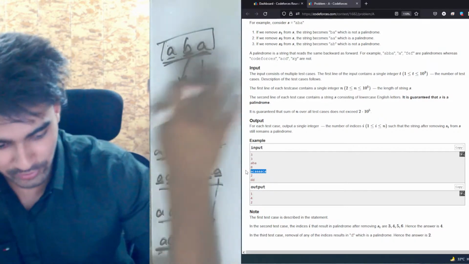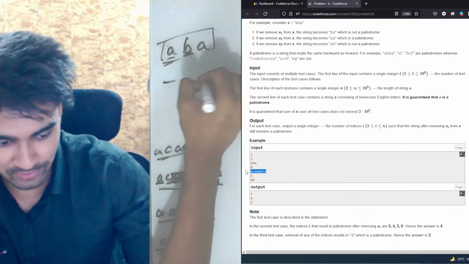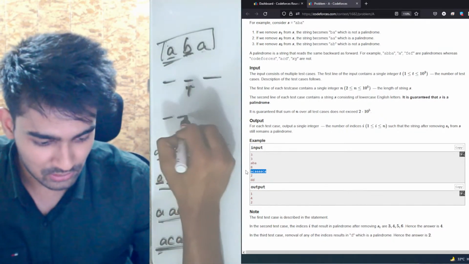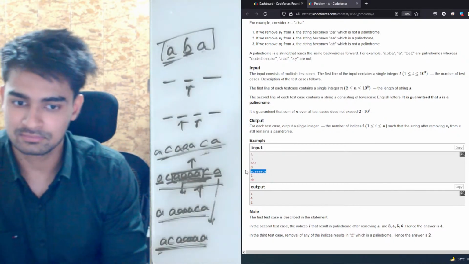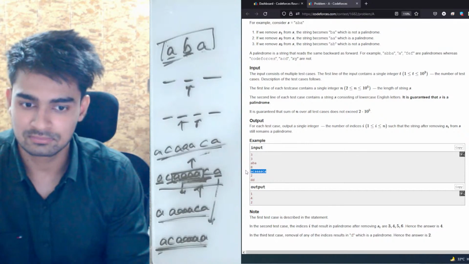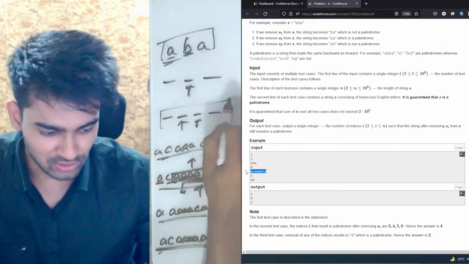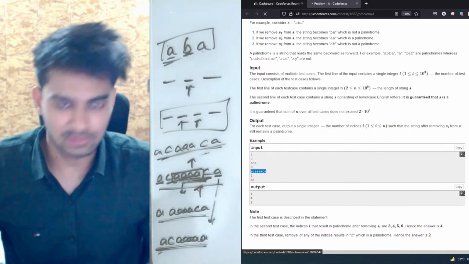For an odd length it is easy, because the middle one will be the center value. But for an even length, you can take either of the two middle ones, it doesn't matter, and that's it. That is all you have to do, and I'll show you the code as well. Pretty simple.